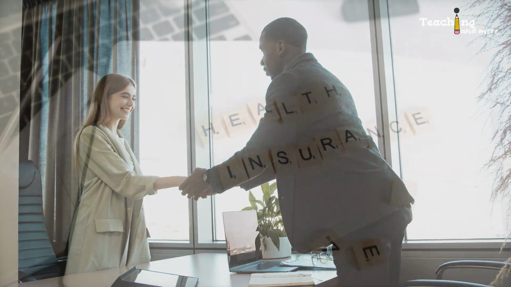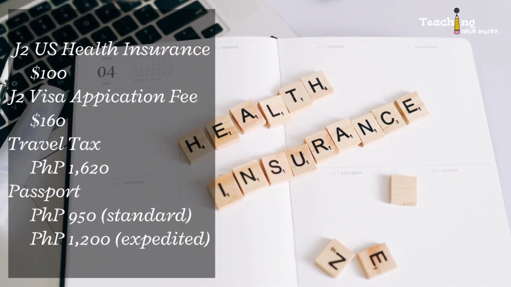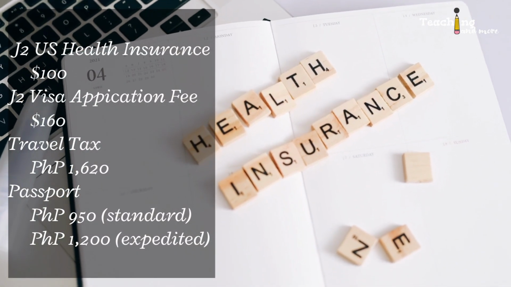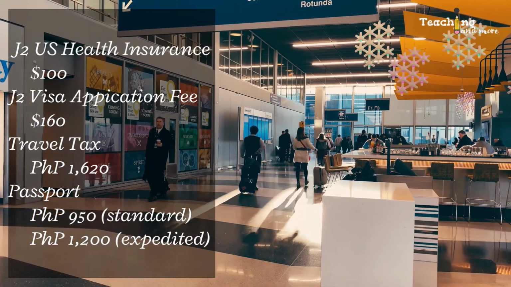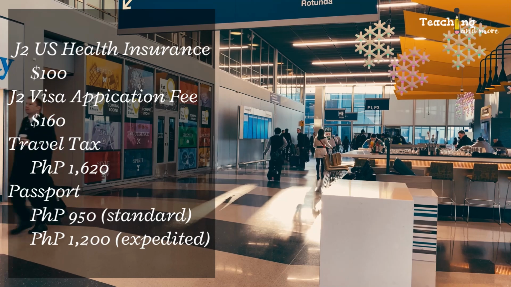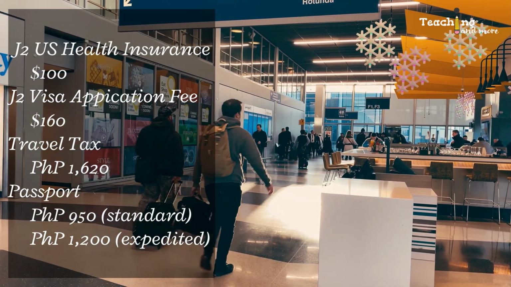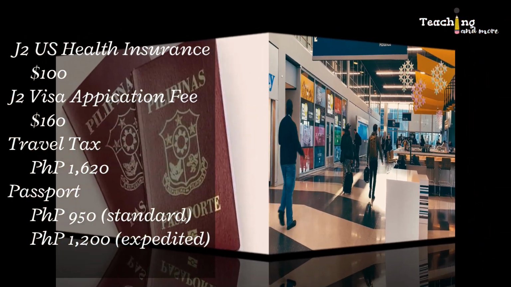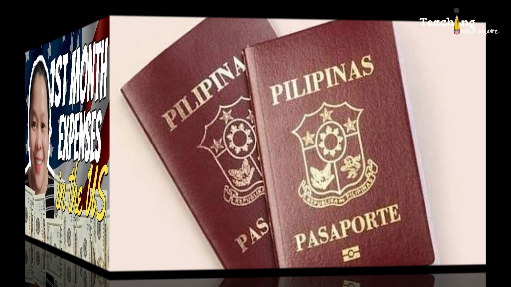Each J2, minor or adult, will be required to have a health insurance. It would be around $100 each. J2 visa application fee in the Philippines is $160. I already mentioned this, but nothing wrong with saying it again, right? Each J2 will also pay the travel tax at the airport, which is 1,620 pesos. I'll just go ahead and mention the passport fee is 950 pesos for standard, that's 12 business days, and 1,200 pesos for the expedited one, that's 7 business days.